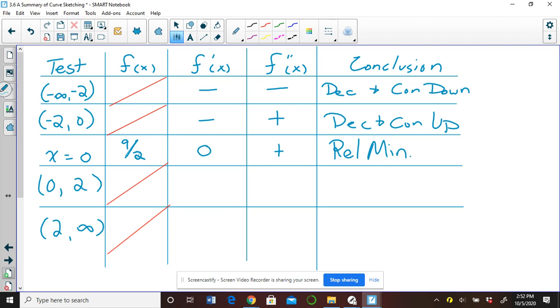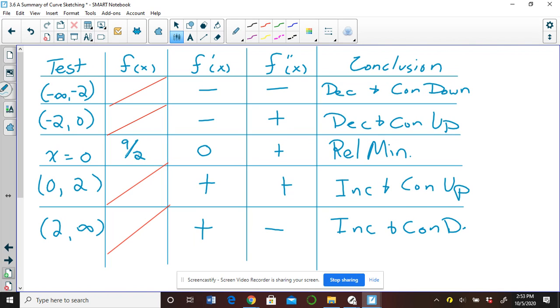0 to 2, let's test 1. F prime of 1 will give you a positive, and for double prime, a positive. Because it's a positive, we know that we're increasing and we're concave up. So now 2 to infinity. So let's say 3. Prime of 3 would give you a positive. Double prime of 3 would give you a negative. Therefore, we're increasing and concave down. Now that we know this information, we're going to now put all of our conclusions onto a graph.